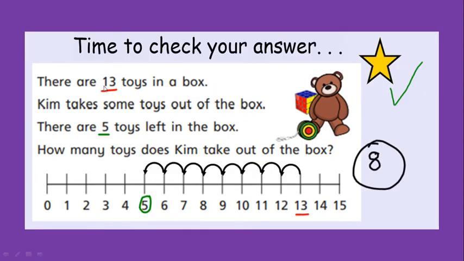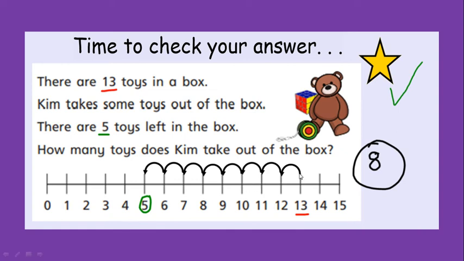So, I've colour-coded it now to make it a bit easier. So the question says there are 13 toys in a box. So 13 is the number I started with, so I've coloured my 13 in red. That's the number I had, that's where I had to start, because there were 13 toys at the beginning. Then I was told that Kim took some toys out of the box, and that there were only 5 left. So I know there's only 5 left. So 5 was the amount of toys left after she'd taken some out. And then the question we had was, how many toys did Kim take out of the box?